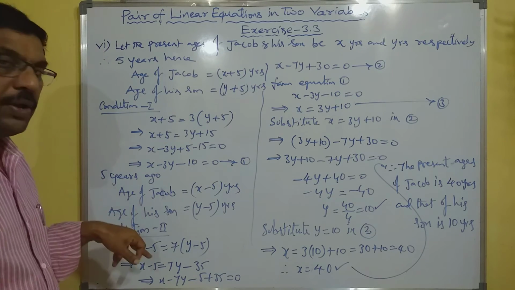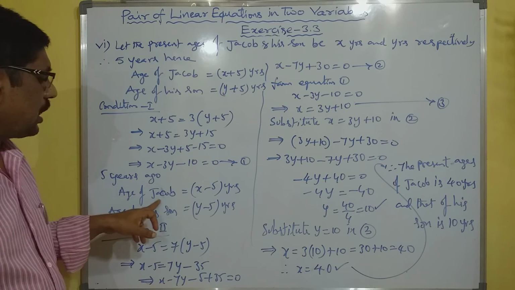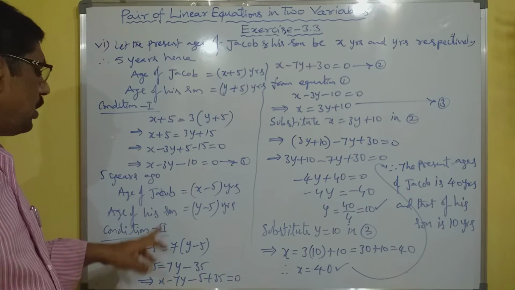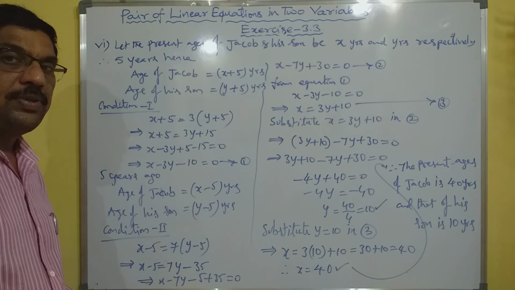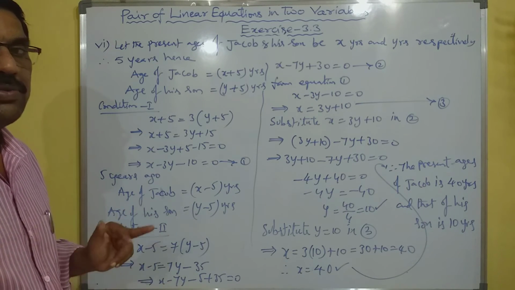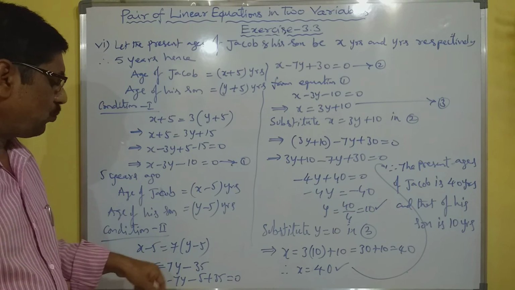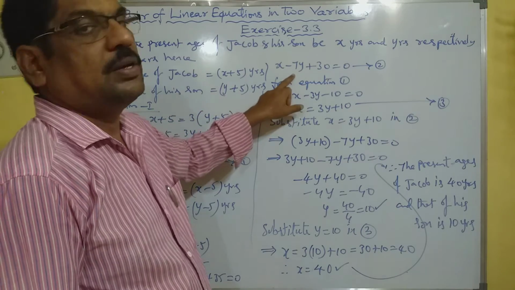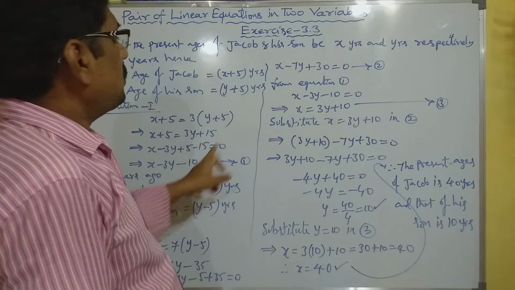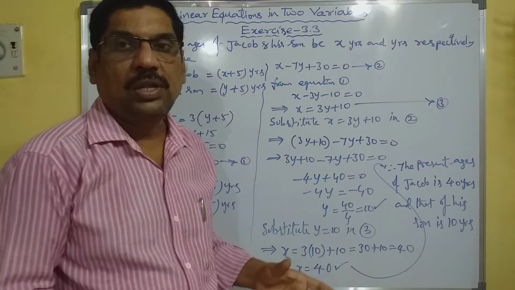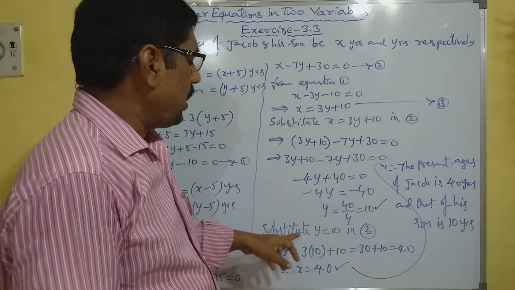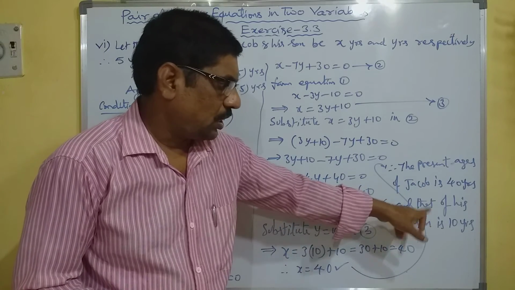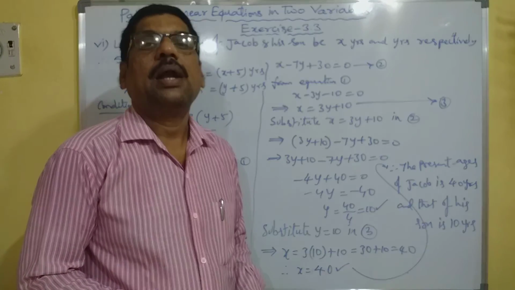Now 5 years ago, okay, the Jacob's age is x minus 5 and his son's age is y minus 5. Now the relation given is Jacob's age was 7 times the age of his son. So x minus 5 is equal to 7 into y minus 5. We get x minus 7y plus 30 is equal to 0. From these two equations 1 and 2, by using the substitution method, we get the values of x and y as 40 and 10. Therefore, the ages of Jacob and his son are 40 and 10 years.